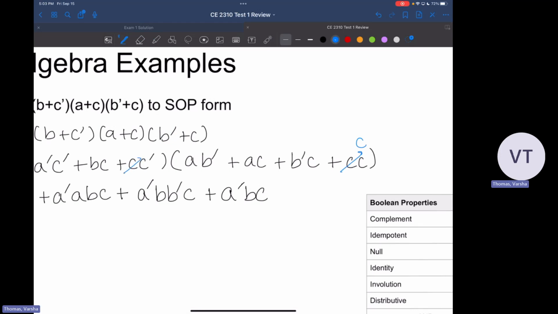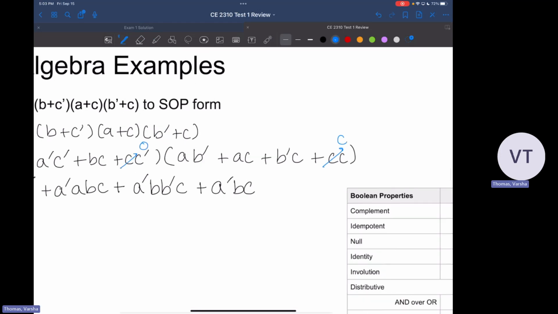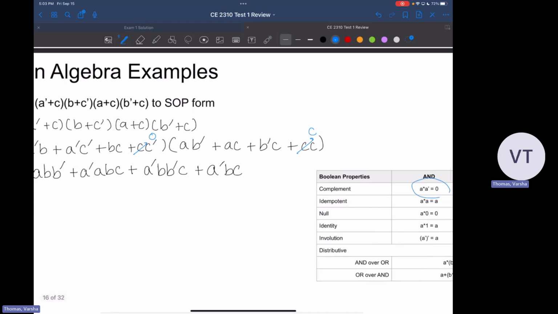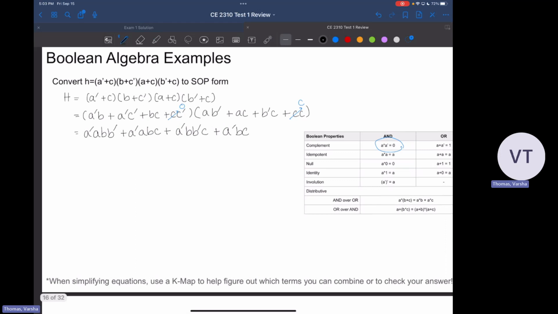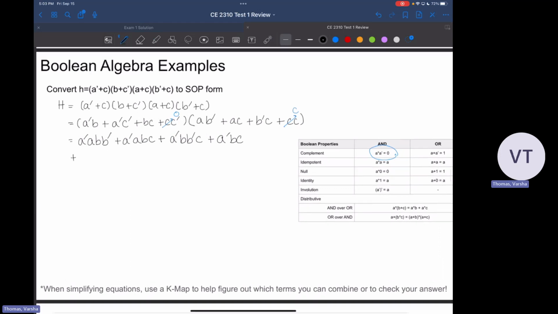C and C naught is 0 according to the complement property. That'll come in handy later. Okay, and going on to the second term, I've got A naught A, B naught C naught. I've got A naught A, C, C naught, A naught B naught C, C naught, and A naught C naught C.